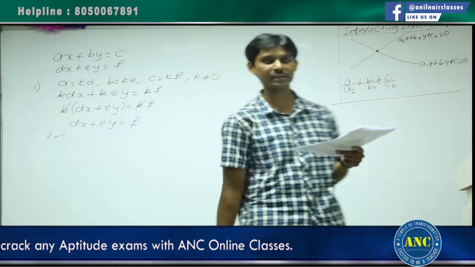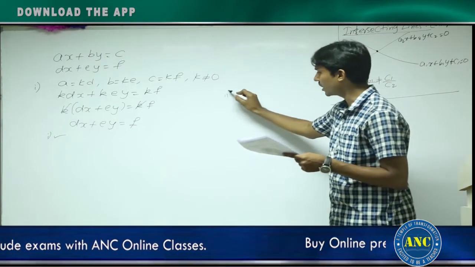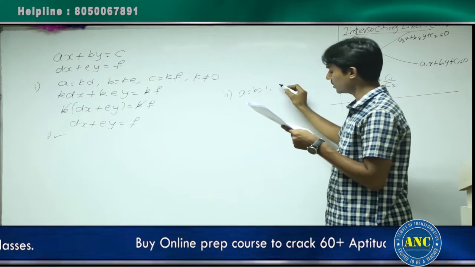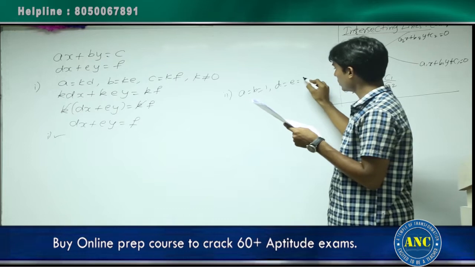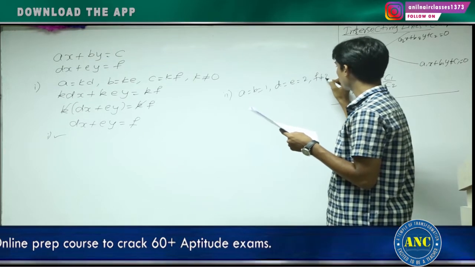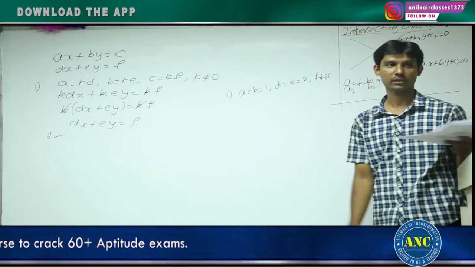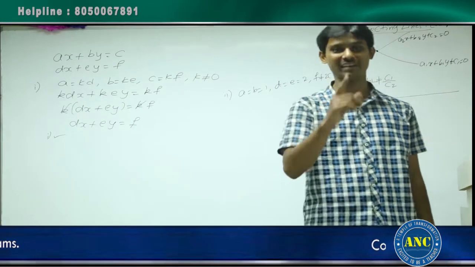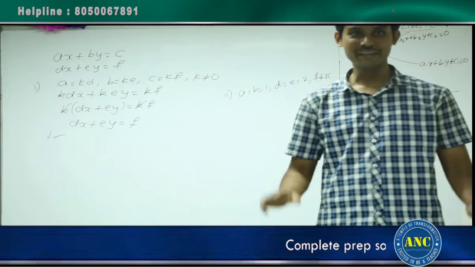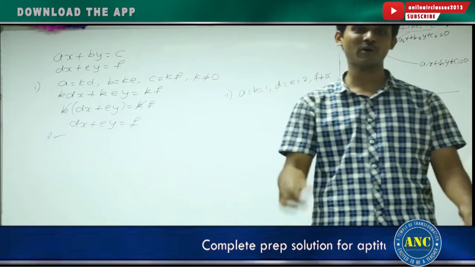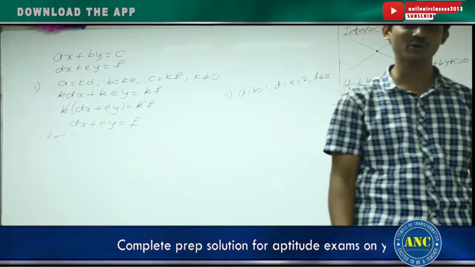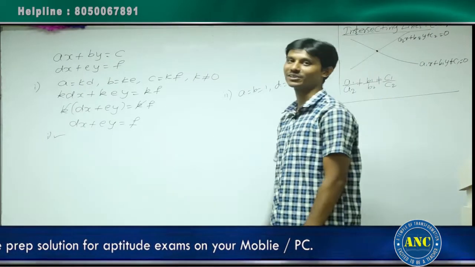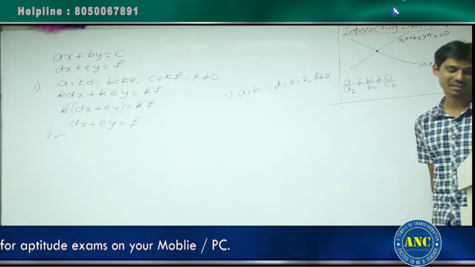Similarly, look at statement 2 alone: A is equal to B is equal to 1, D is equal to E is equal to 2, F is not equal to 2C. Because the question is how many? There are infinite, it all depends upon what that infinite is, but we don't know that exact fact. That is why I am coming back to statement 1 alone after I do the second statement.